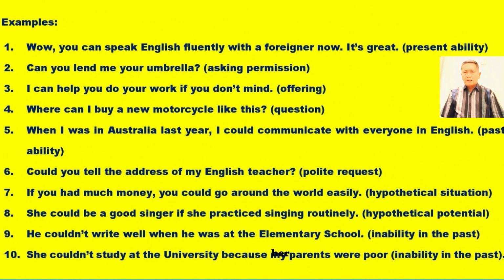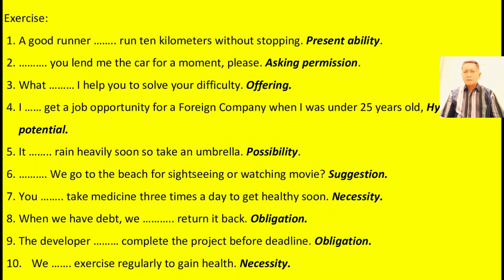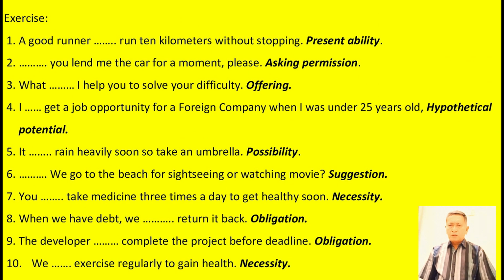Well, after you understand the kinds of modal verbs in English and how to use them, now we go to the exercise. Complete the following sentences using correct modal verbs. 1. A good runner can run 10 kilometers without stopping. Present ability. It's okay. 2. You lend me the car for a moment, please. Asking permission. It's great.